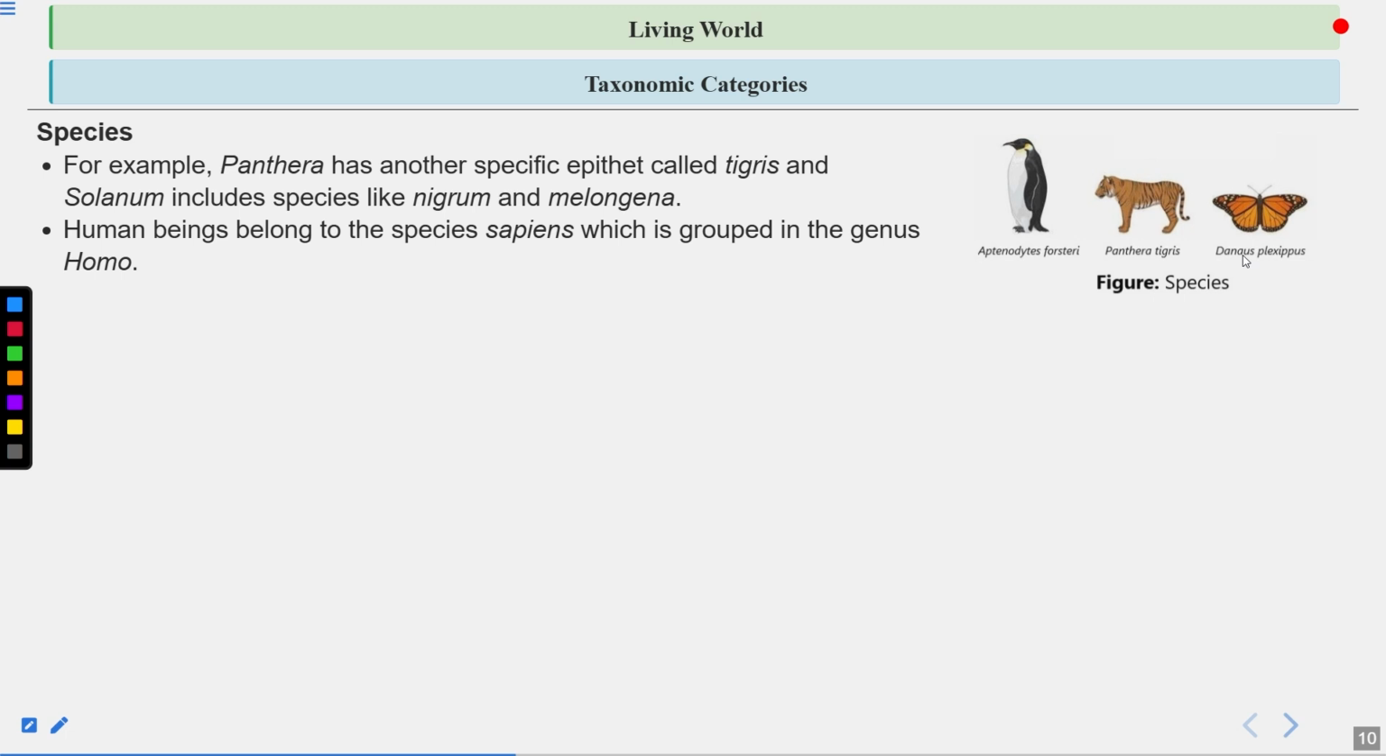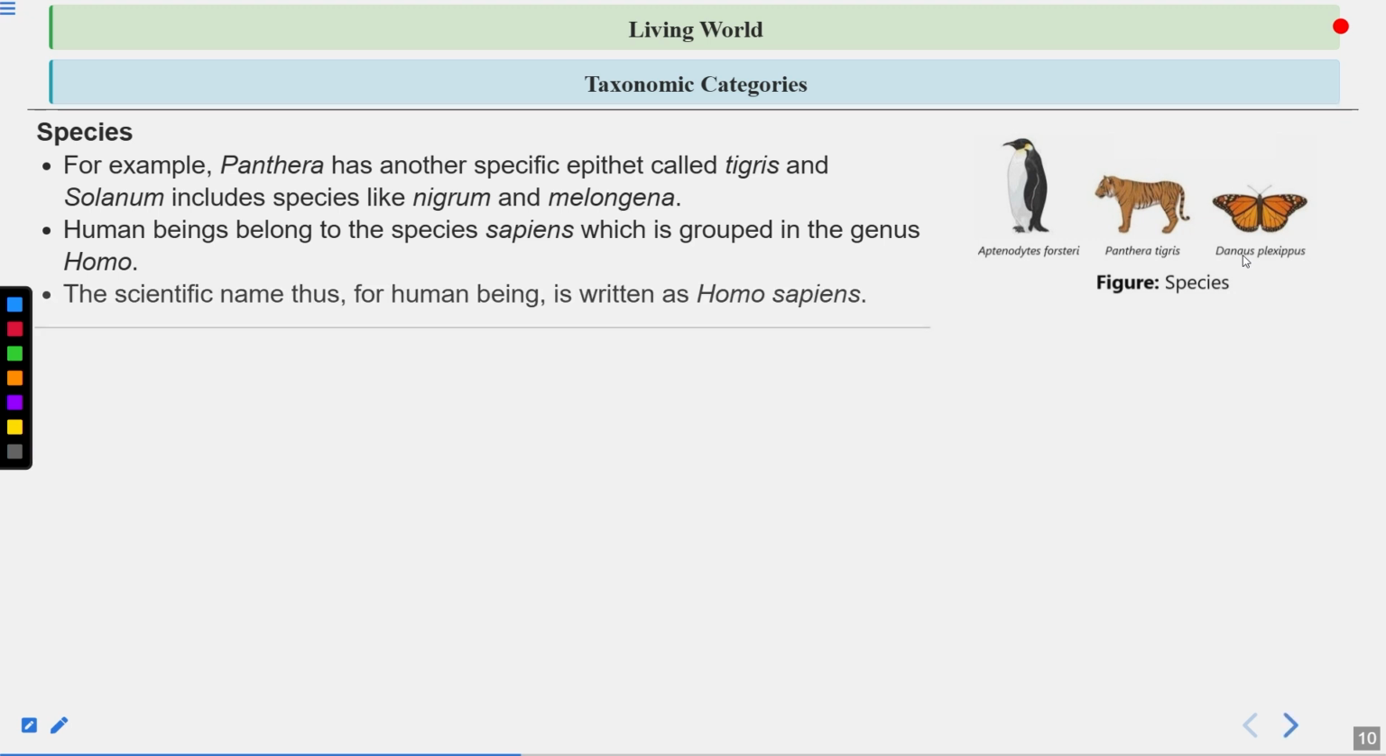So, what is the scientific name of human beings? Homo sapiens, where Homo is the genus and sapiens is the specific epithet which indicates the species. The scientific name for human beings is thus written as Homo sapiens. If it is printed, it is written in italics, or if it is handwritten, the genus and the specific epithet are underlined separately.